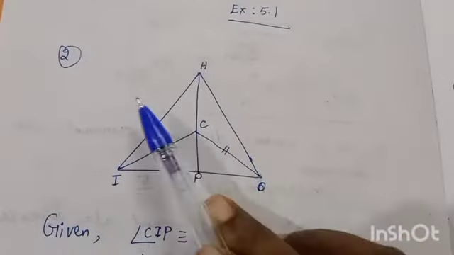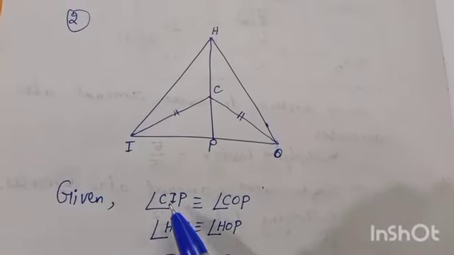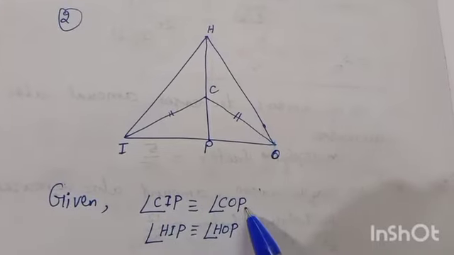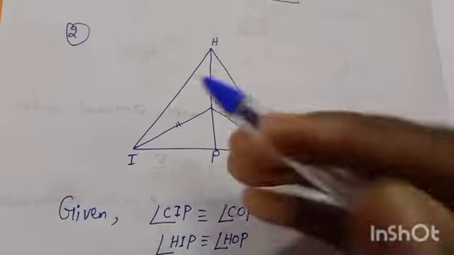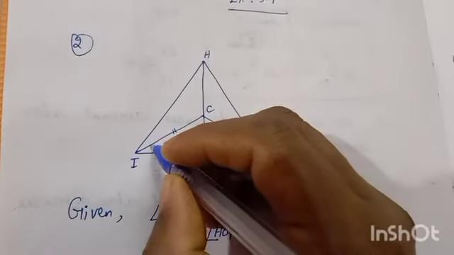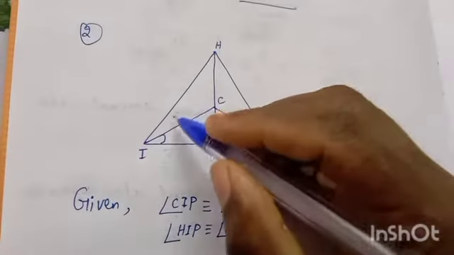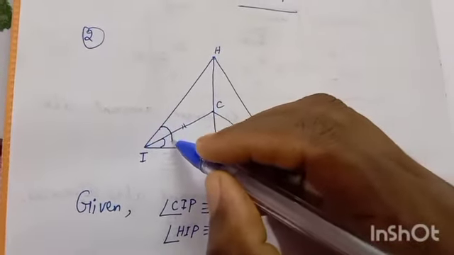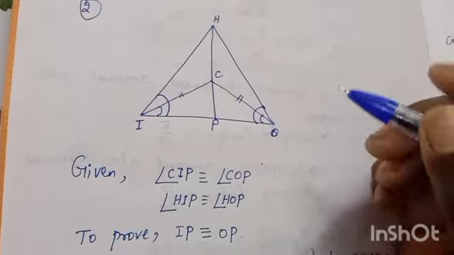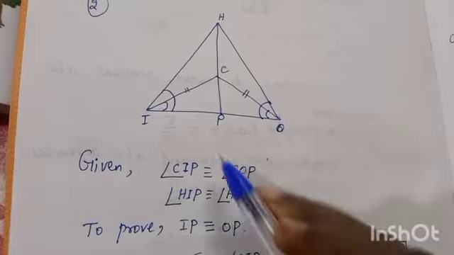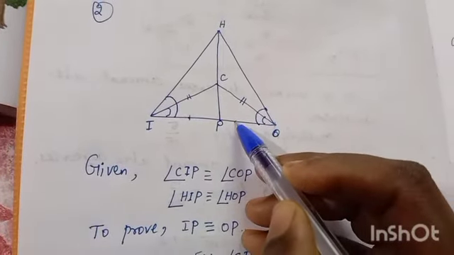Listen, students, first you have to draw the given diagram. What is given in the question? It is given that angle CIP is congruent to angle COP, and angle HIP is congruent to angle HOP. So this angle is equal to this angle, and also this angle is equal to this angle. We want to prove IP is congruent to OP. We want to prove these two are equal.